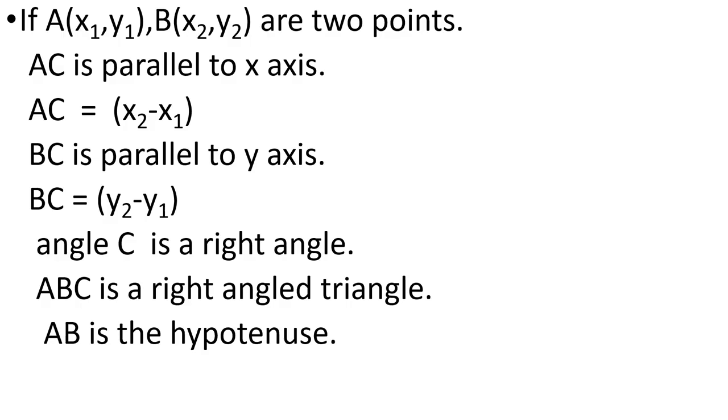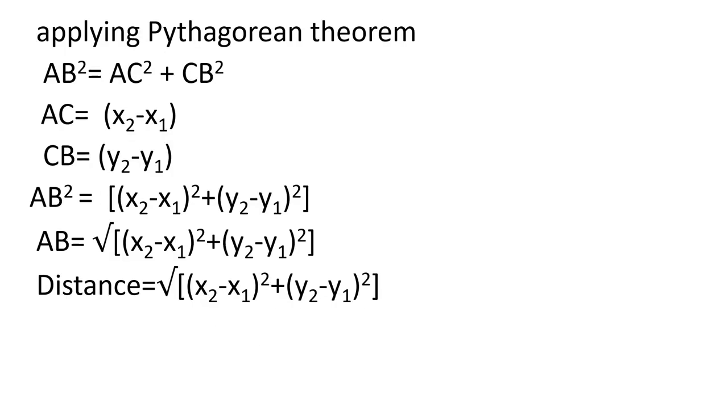Here A and B are 2 points. AC is parallel to x-axis and distance AC is x2 minus x1. BC is parallel to y-axis and BC is y2 minus y1. We have a right angle at C. So AB is the hypotenuse of the right angled triangle.